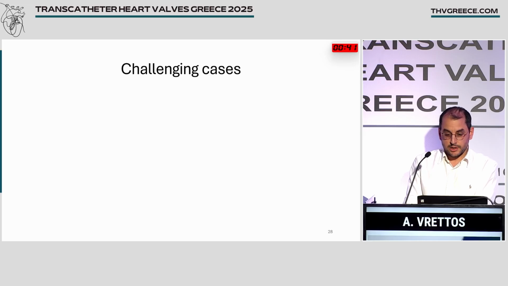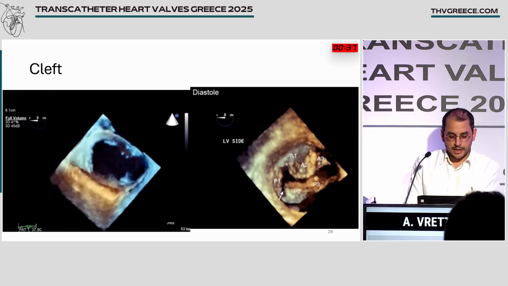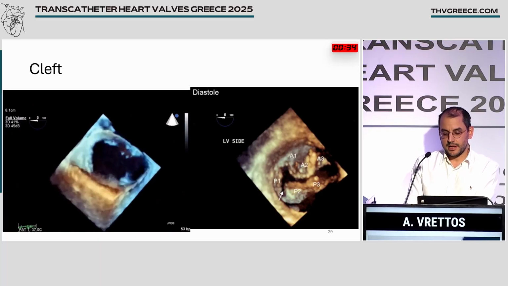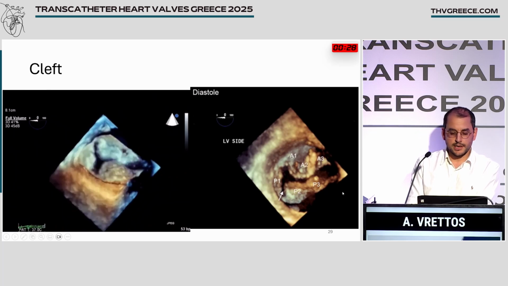Let's see some challenging or even cases that cannot be done with edge-to-edge repair. This is a cleft, as well as P2 prolapse. There's a deep indentation, or probably a cleft between P1 and P2, from looking from the atrial side on the left side and from the ventricular side on the right side.